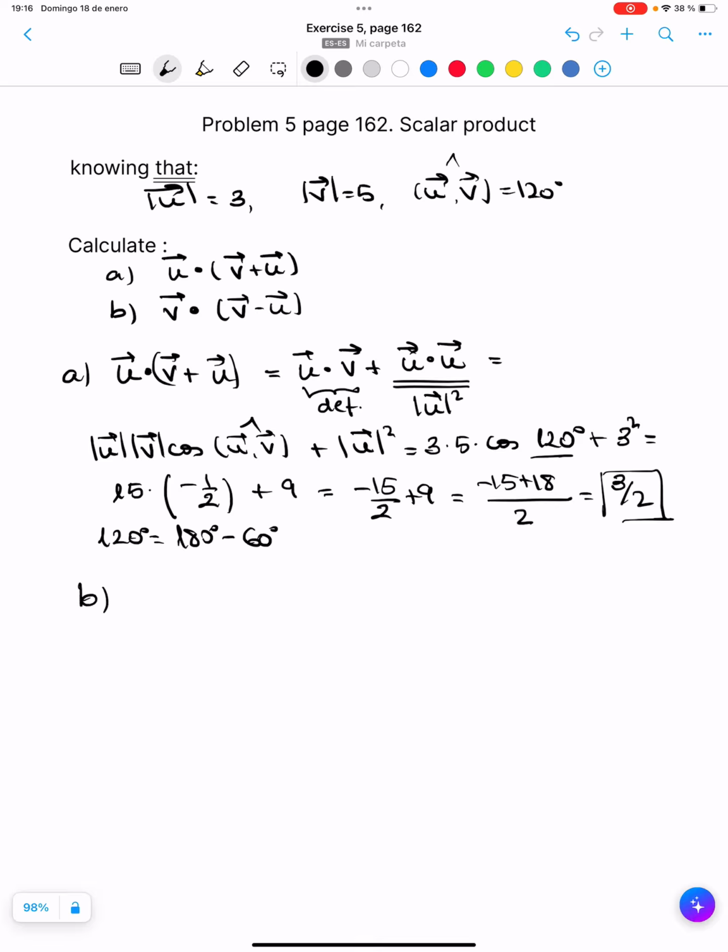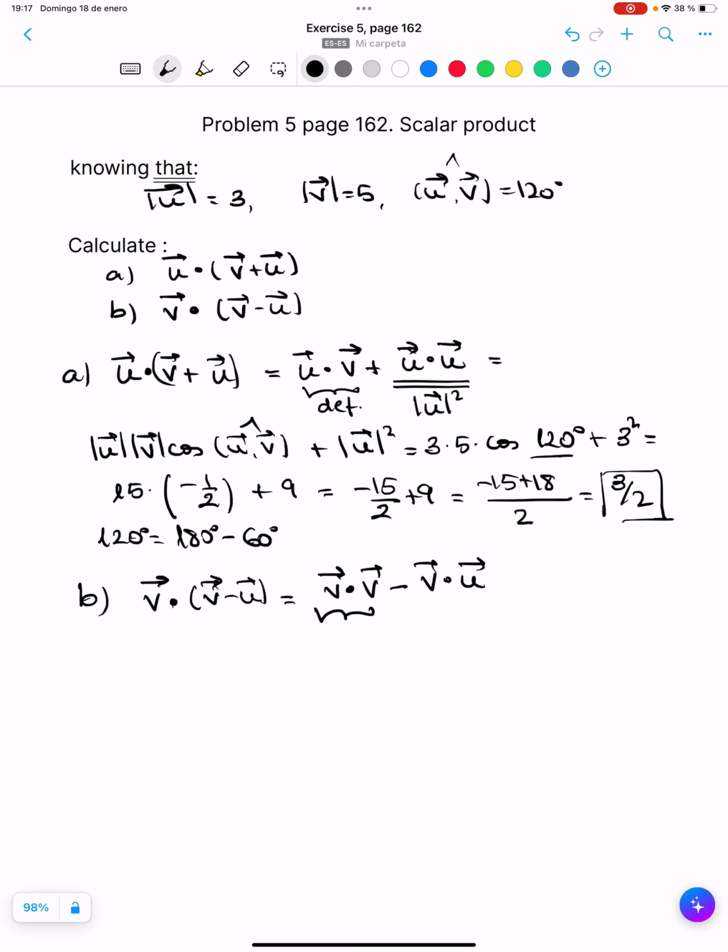We solve the second exercise, B. In this case, we multiply in a scalar way the vector v with the difference between v and u. Using again the distributive law, we have that this product is the scalar product of v times itself minus the scalar product of v times u.